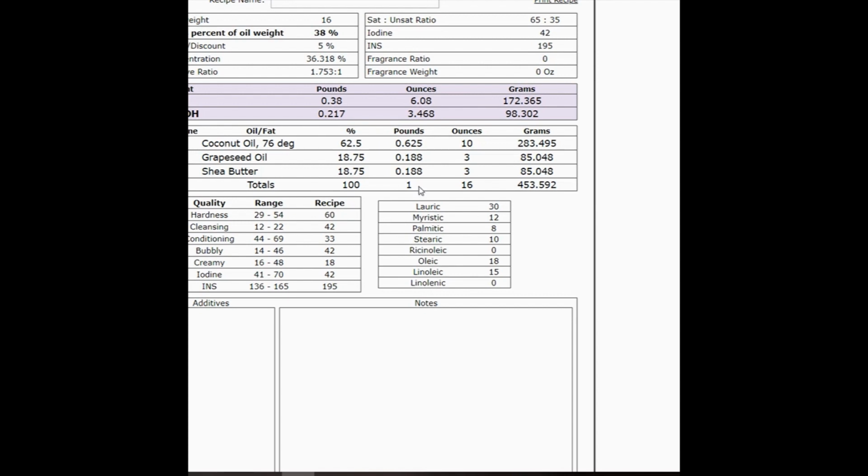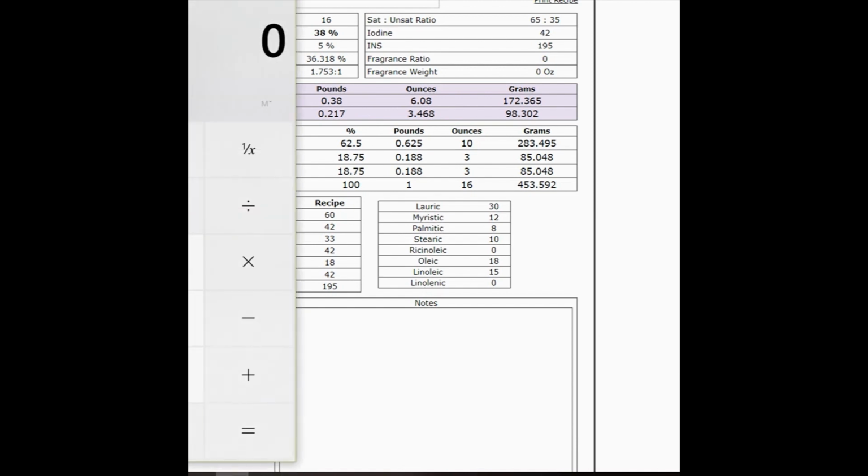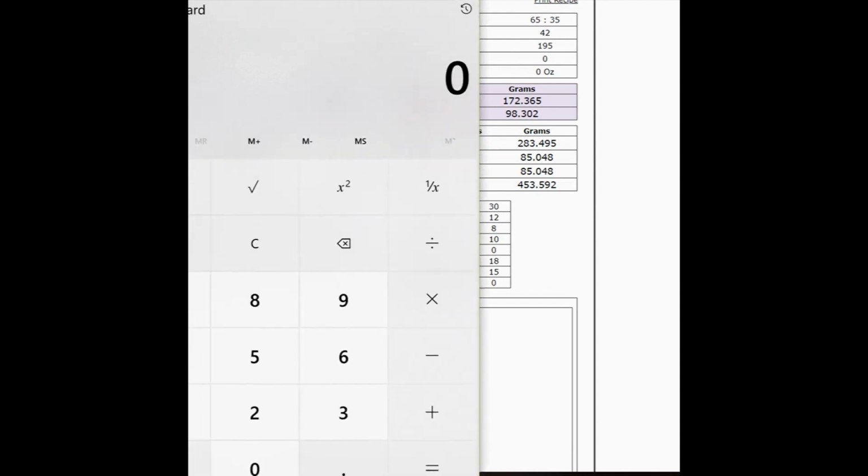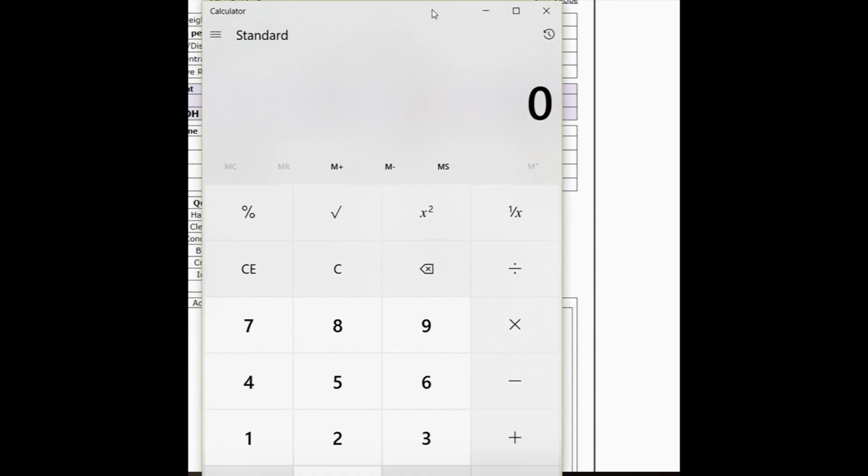Now here's where the math comes in. Your KOH, your lye. I'm going to do an 80-20 recipe, which means 80% KOH, 20% NaOH. So we're going to do the 80% right now. Boom, check it out. Get my calculator up here. We're going to move this over. Wait, let me double check. 3.468. So we're going to do 3.468 times 80%, which is 0.8. That's 2.7744. We're going to round that to 2.75.